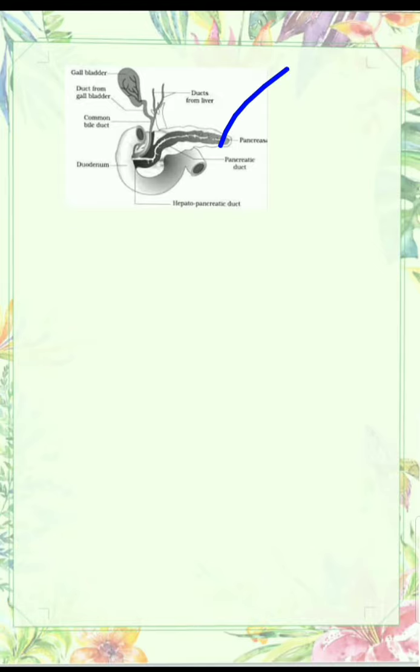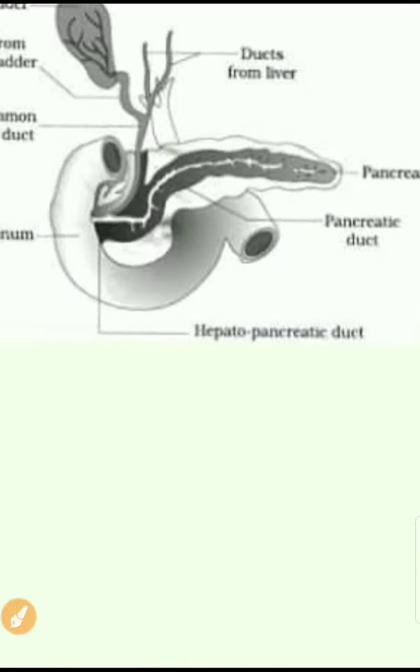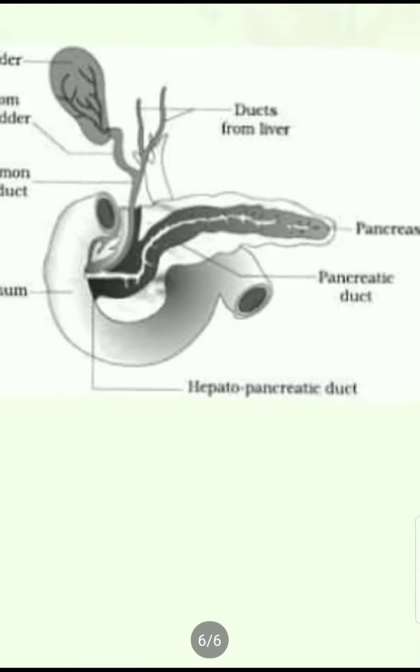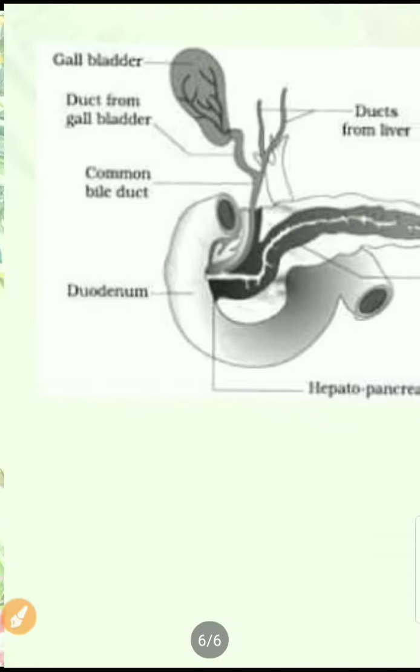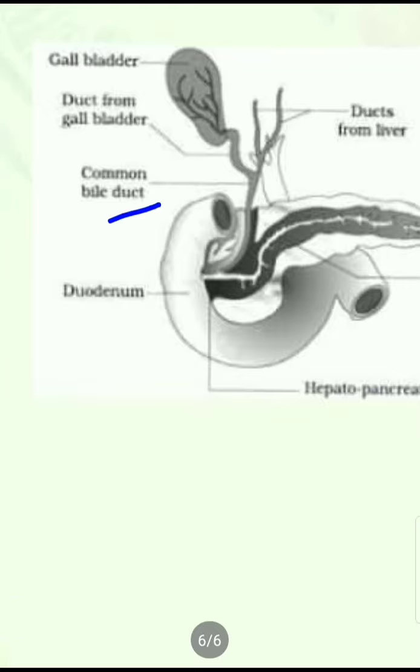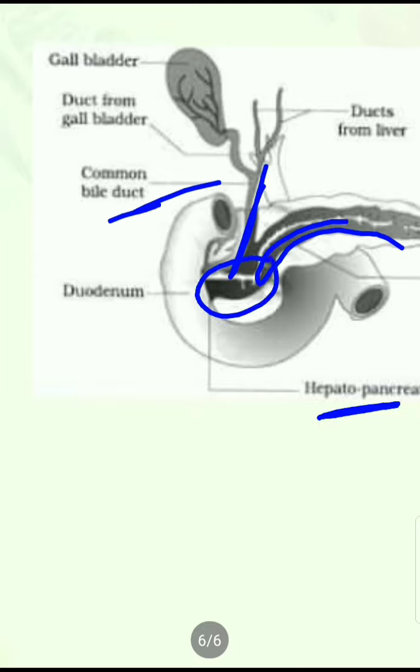This is the pancreas. From the pancreas a duct arises, that is the pancreatic duct, and this one is the common bile duct. So this is the hepatopancreatic duct: this is the pancreatic duct, this is the common bile duct, and both open into the duodenum. You can see this U-shaped part is the duodenum. The secretion from the liver and the secretion of the pancreas combine together and open into the duodenum by the hepatopancreatic duct.